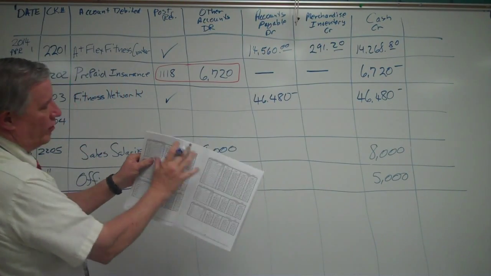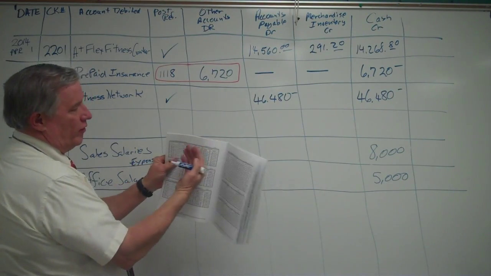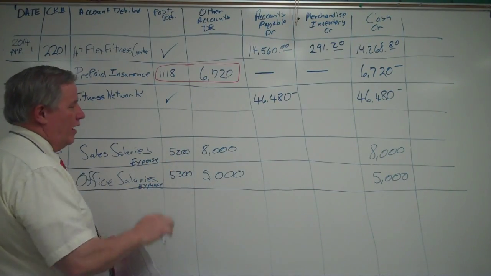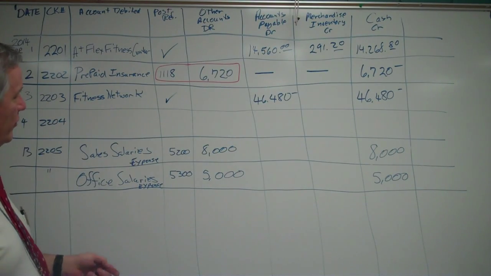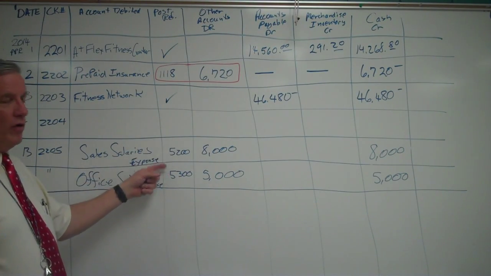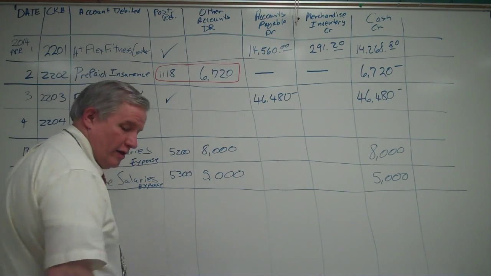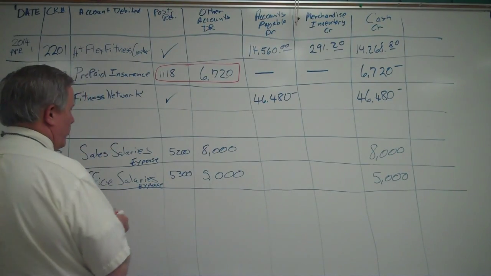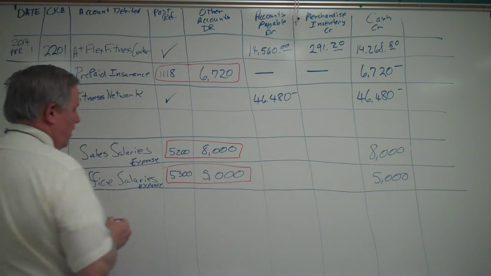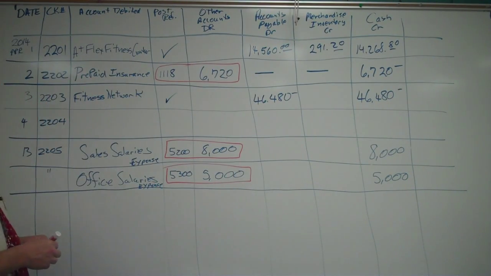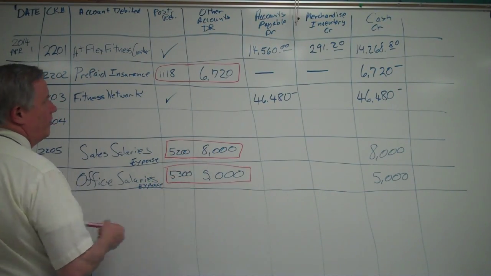After I've posted these to the general ledger and used CP1, cash payments 1, as my posting reference, I come over here and record my account numbers as my posting reference. That means I now have posted these two numbers to these two accounts. Sorry about that, I got hiccups. I don't have to post these anymore. These are all done. When I see the number right here, I don't have to post that.